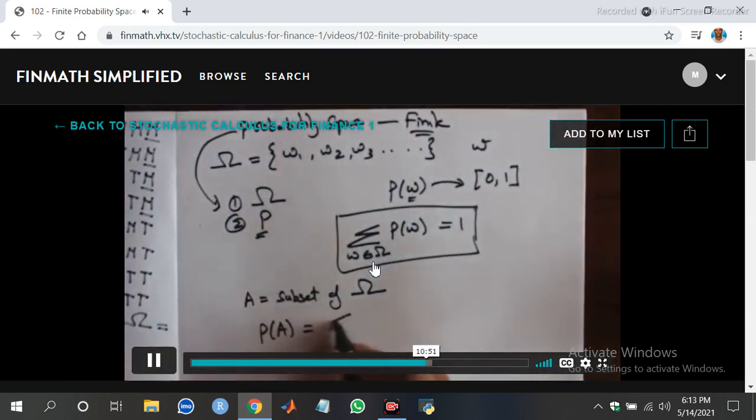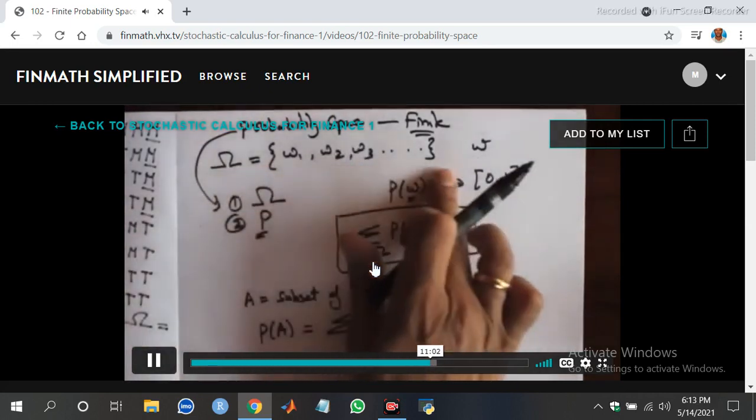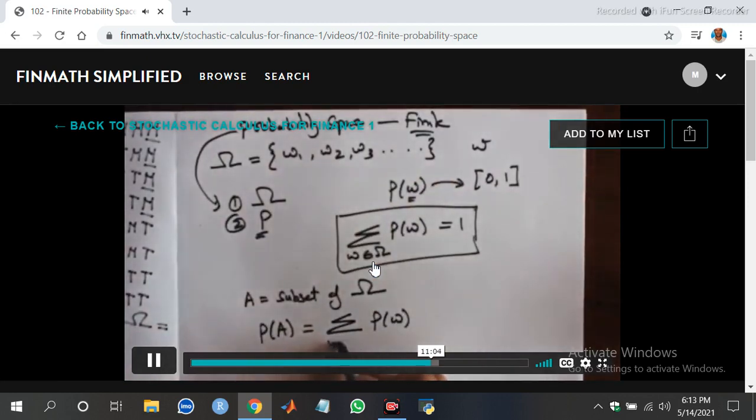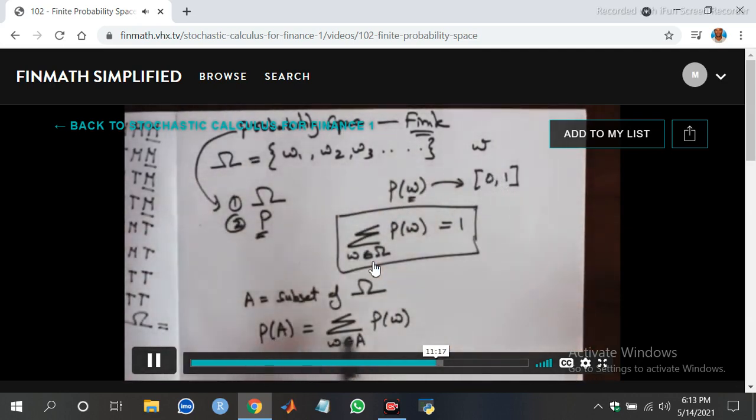Now here again we want to sum the probabilities of these outcomes, but instead of the previous example where our omega belonged to the entire sample space, and we were summing the probability across the entire sample space, here we are only going to sum probabilities of those elements that belong in our subset. Okay, so as simple as that. Here we were summing across our sample space. Here we are summing probabilities of only those elements that belong in our subset.